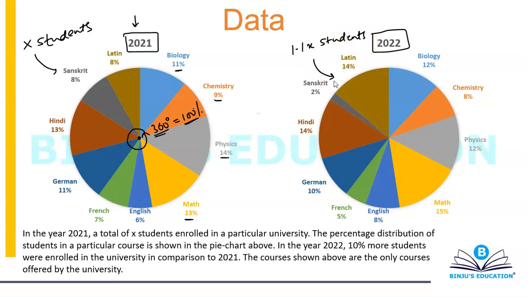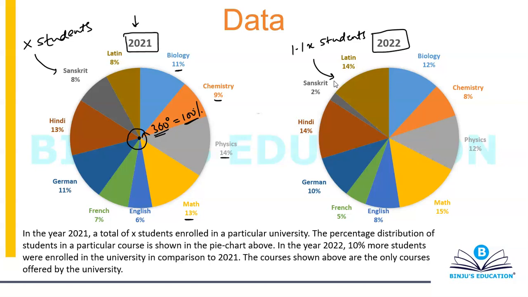If you want to calculate for a specific language or a specific subject how many students were enrolled in terms of x, then you simply need to convert the percentage into an absolute value, and we discussed that while we were doing the basics of percentages. For example, if I ask you how many students enrolled in physics in 2021, that will be 14% of x, or 0.14x.